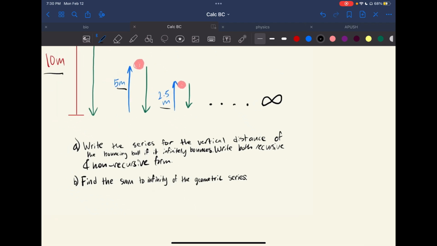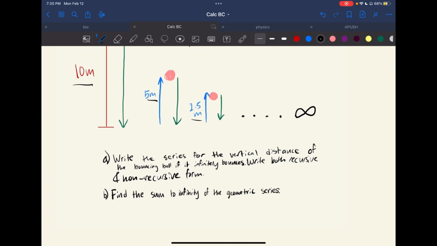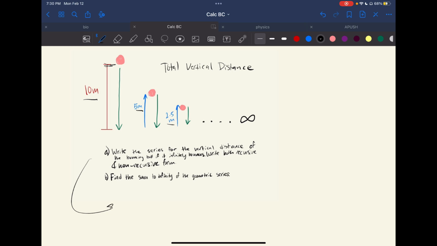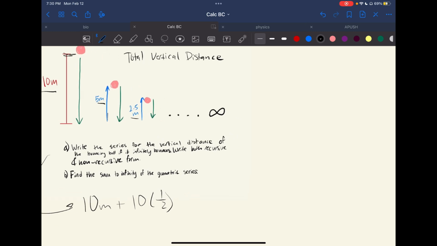So first it's asking, write the series for the vertical distance of the bouncing ball if it infinitely bounces. Write both the recursive and non-recursive form. So if we look at this ball, we see that there's a pattern. It starts at 10 meters, right? And then when it falls down, it'll fall down 10, and then it'll go to 10 times 1/2. And then it's going to go up 10 times 1/2. It'll come back down 10 times 1/2.